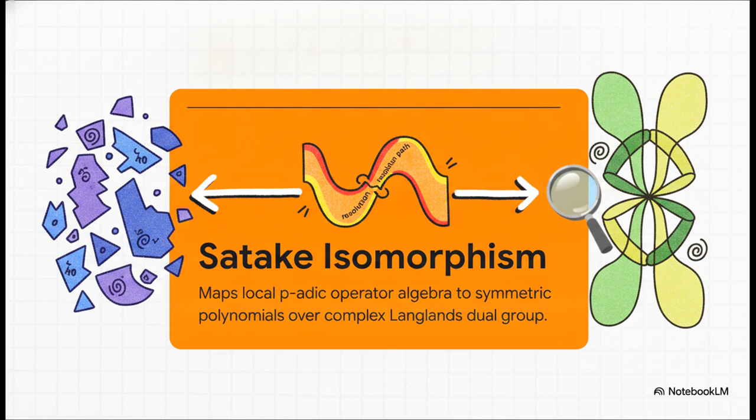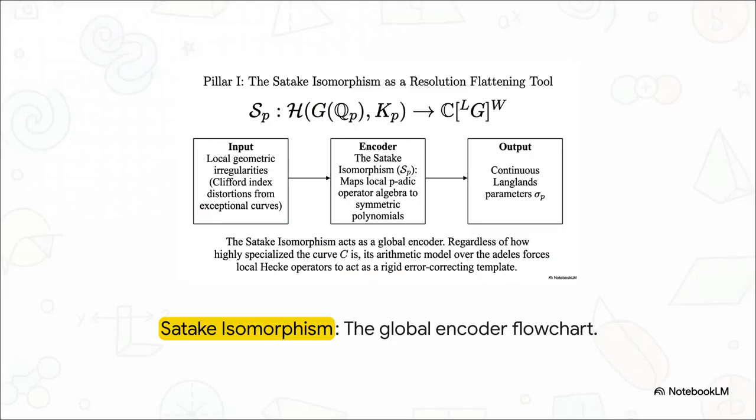It pulls us out of the stubborn, local p-adic operator algebra and drops us directly into the smooth, highly manageable world of symmetric polynomials over the complex Langlands dual group. So the Satake isomorphism acts as this global encoder, forcing those local p-adic operators to behave like a rigid error-correcting template. And the best part?